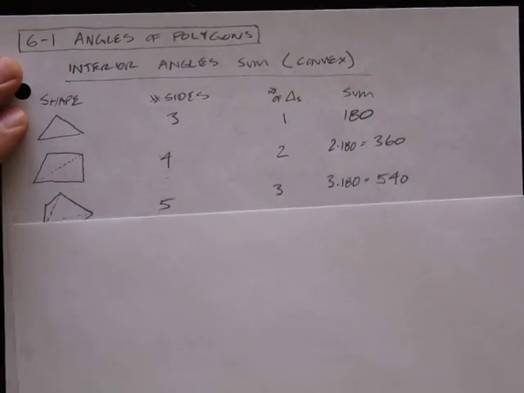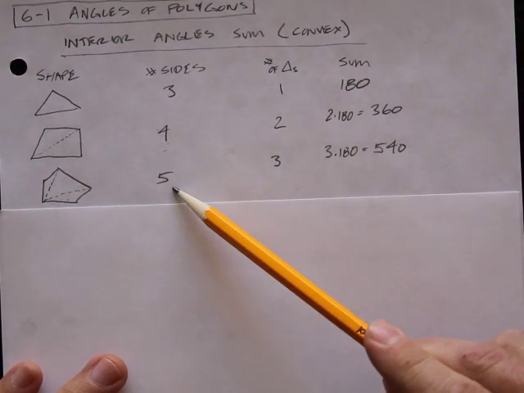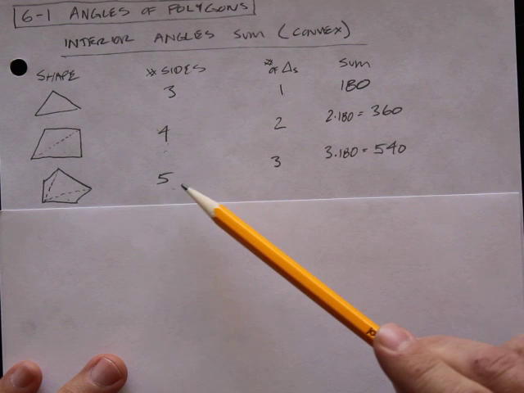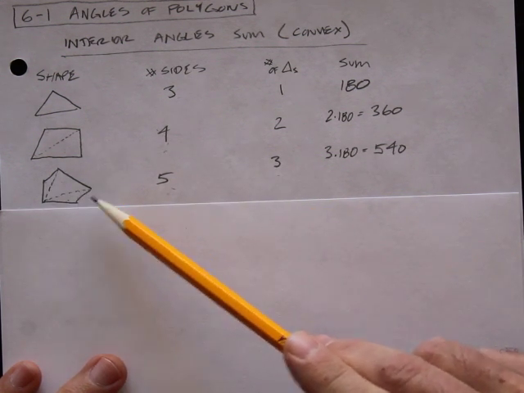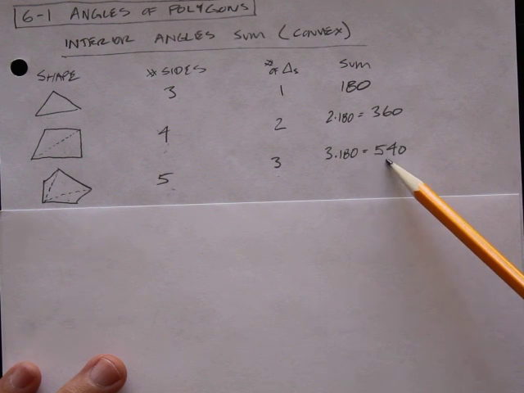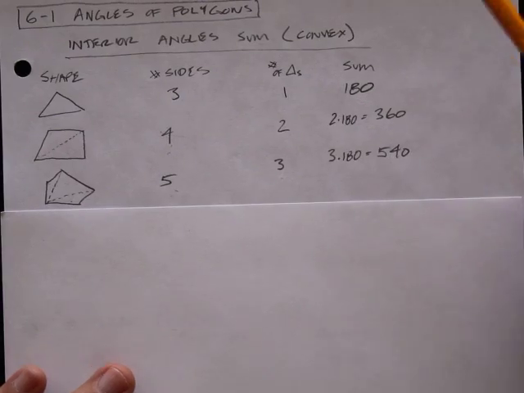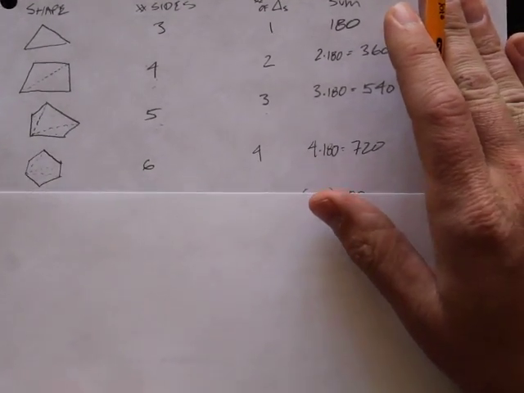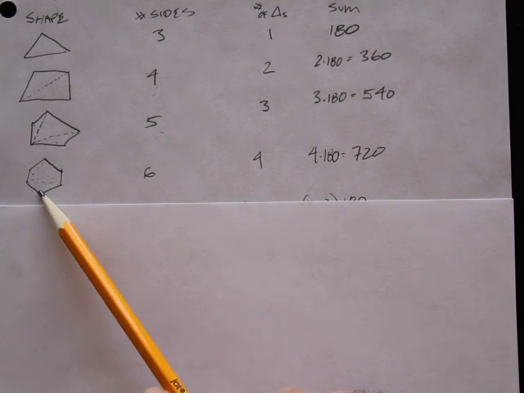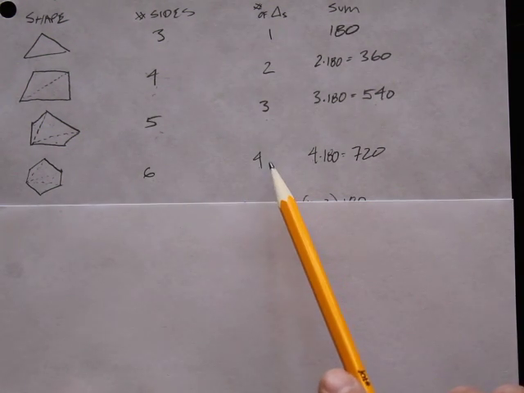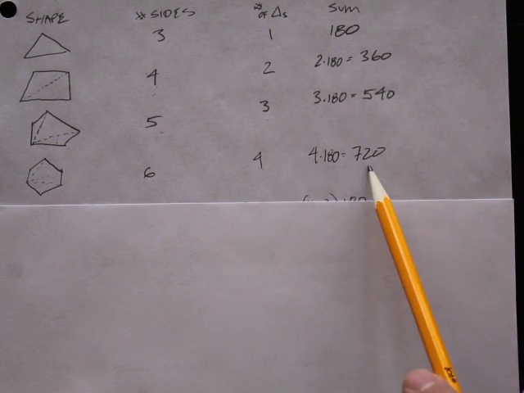So that's how many degrees are in the interior angles when you add them up in a quadrilateral. Here is a 5-sided object. It's got 5 sides, 3 triangles, 1, 2, 3. 3 times 180 is 540. So if you add up all of the interior angles, you get 540 degrees. Now we have a 6-sided polygon, 6 sides, 4 triangles, 4 times 180, 720.